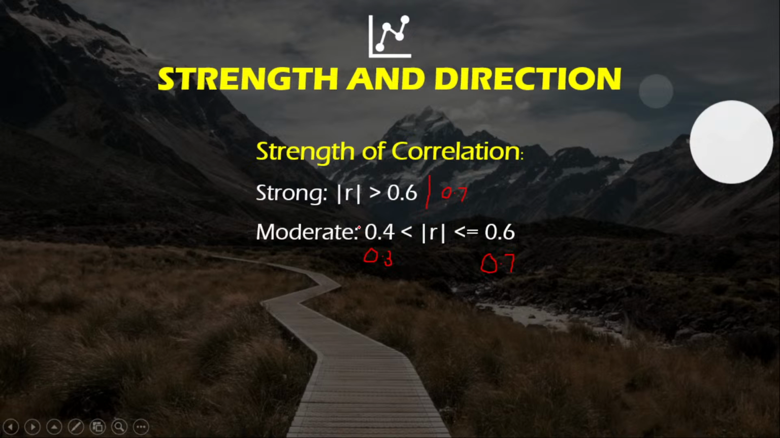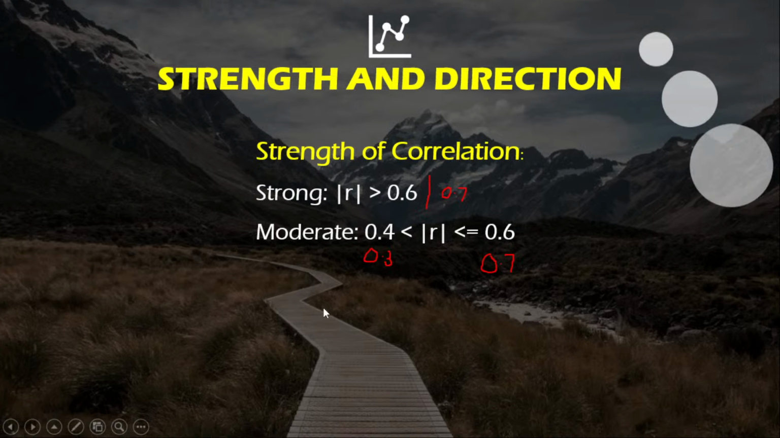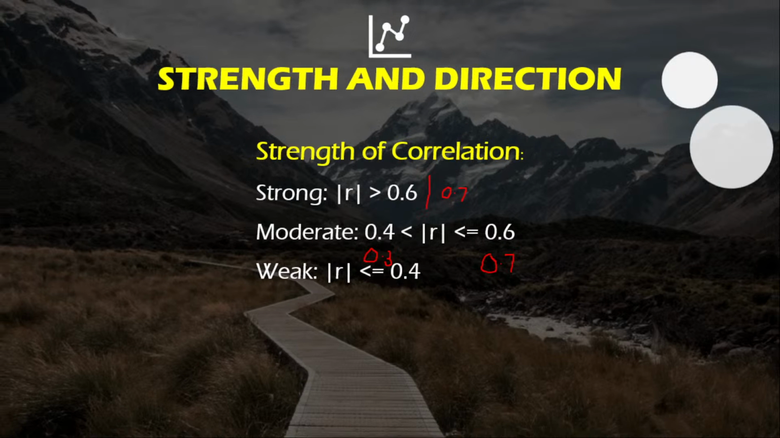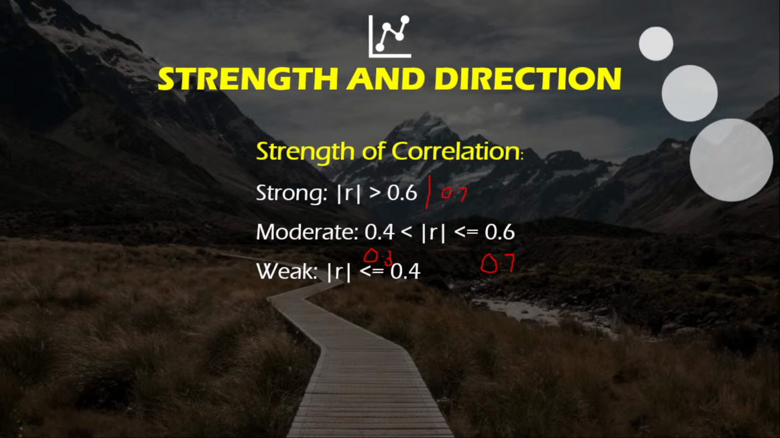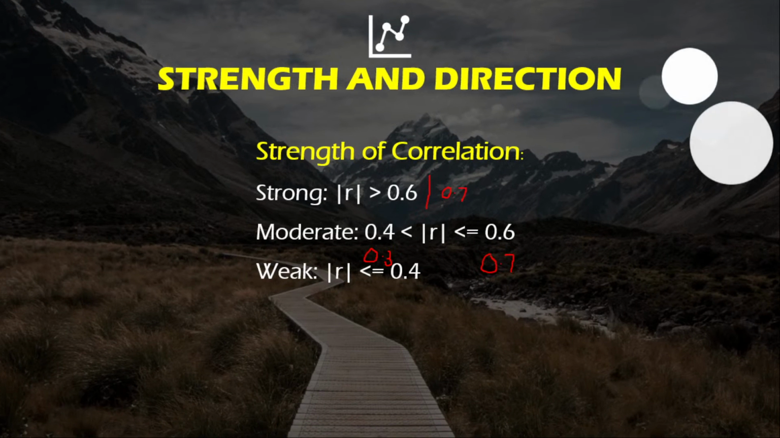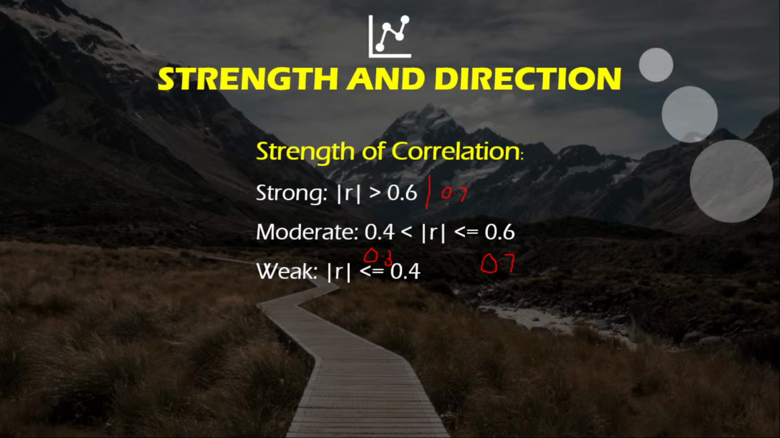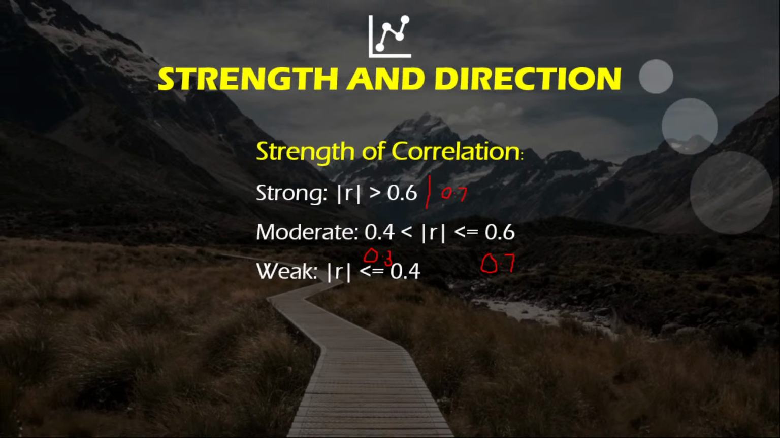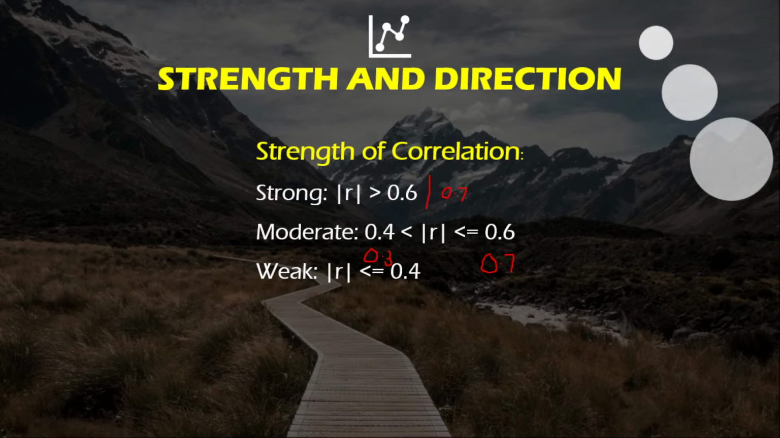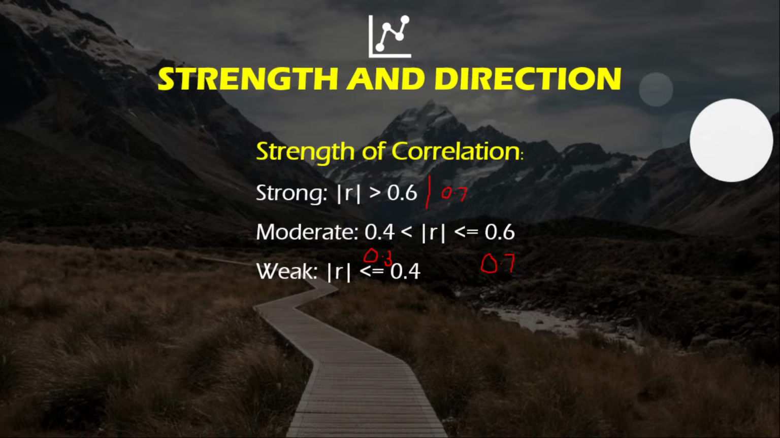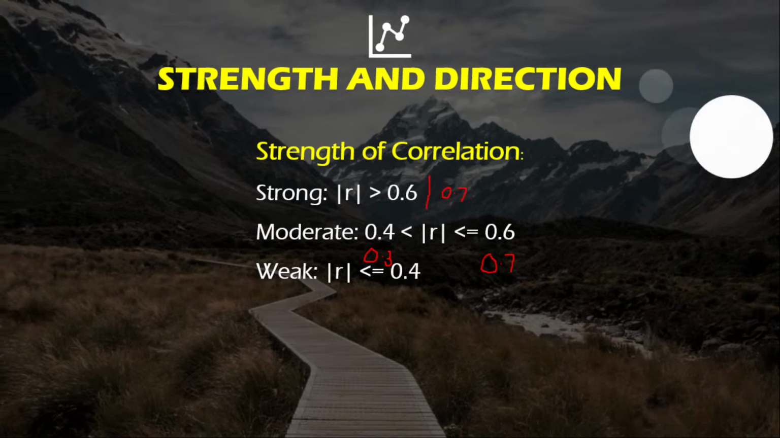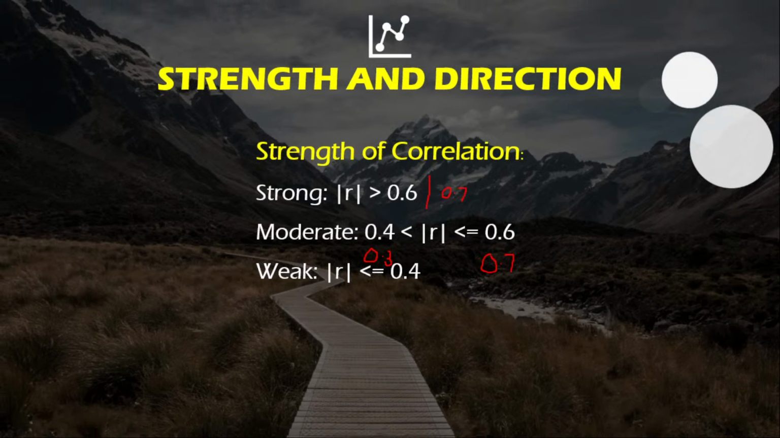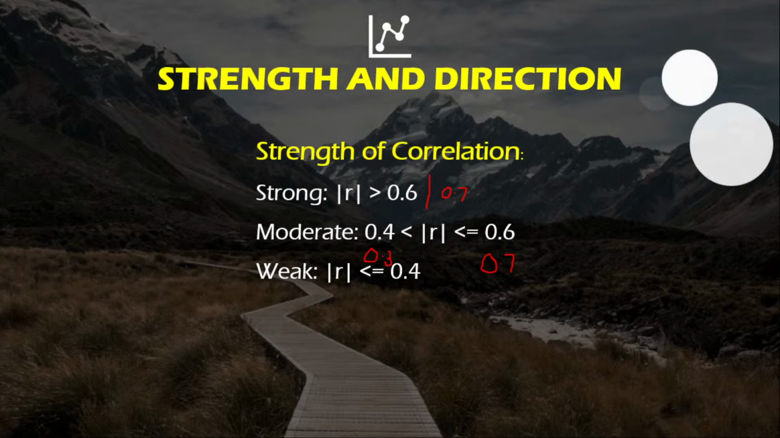Okay, now then we consider it to be weak if it's less than or equal to 0.4. That is the strength of the correlation. That is what you need to know, because when you interpret your result, you will state the kind of relationship you have, whether it's a weak relationship, a strong relationship, or a medium or moderate relationship. You will have to explain it.